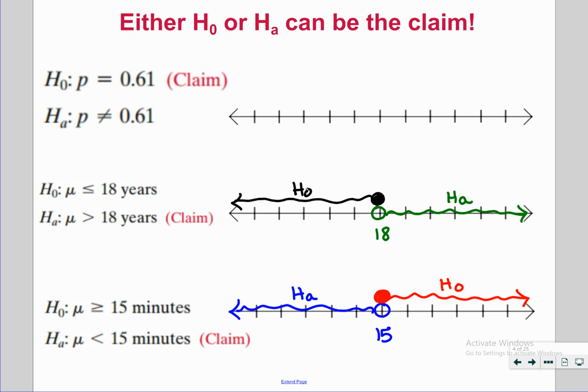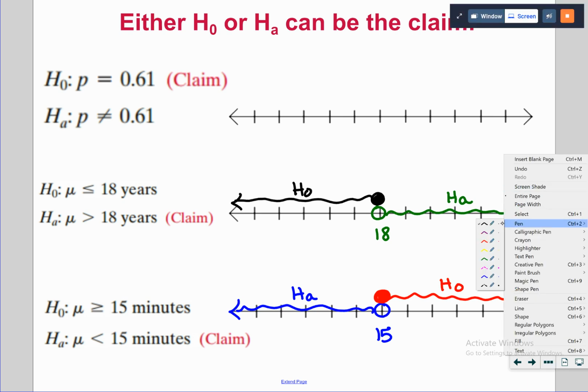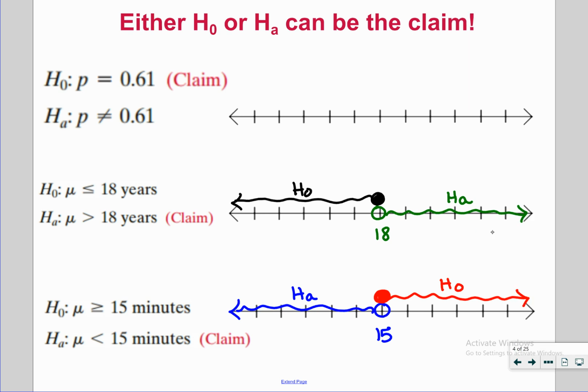Okay. The last one is a claim being made about a proportion, P, that we saw in our last chapter. The claim is that the proportion of something is 0.61, which means 61%. So they're claiming that 61% of people maybe did this one thing, whatever that is. So what we do is we find 0.61 in our number line, and the claim is that we're equal to 0.61, so it's just a single point. That's it. That's my null hypothesis, okay?